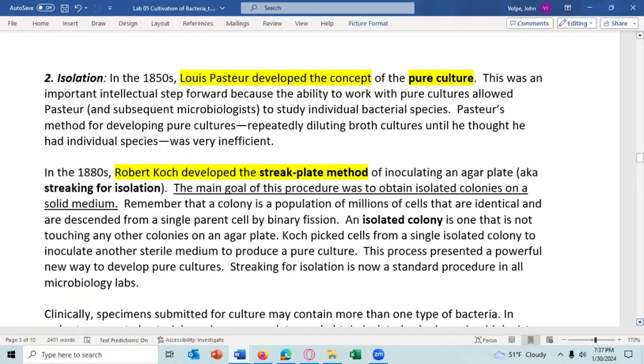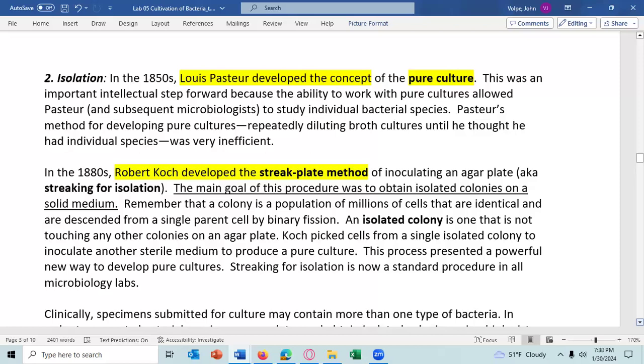Robert Koch developed a much easier way to get a pure culture, and that was he came up with the streak plate method, where you streak cells on a plate to get separate and isolated colonies. And then you take the cells from one colony and streak it out again for isolated colonies. And if the second time you get all of the colonies the same, then you can assume that you have a pure culture.